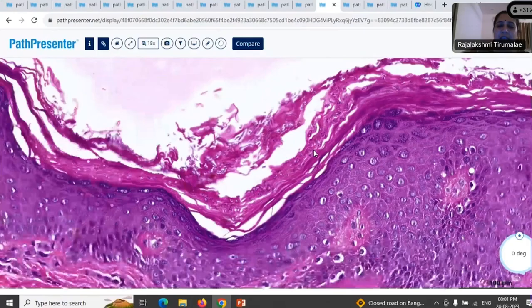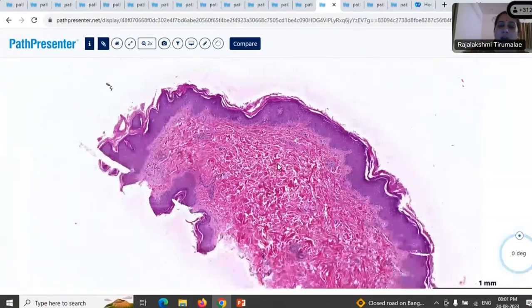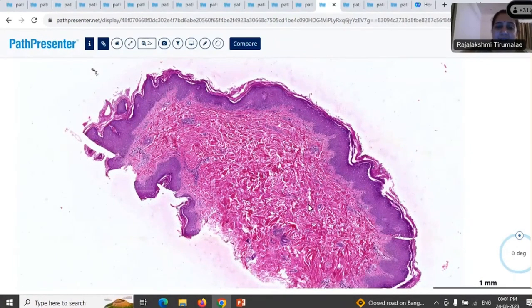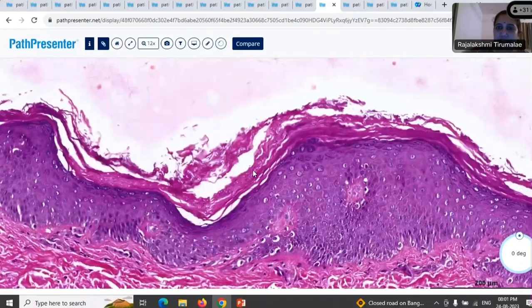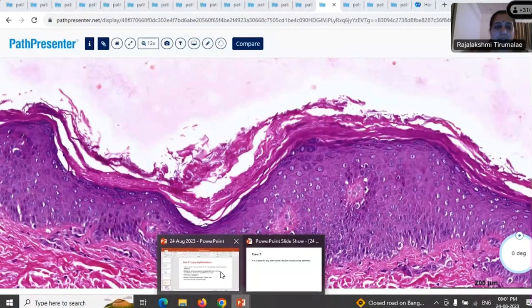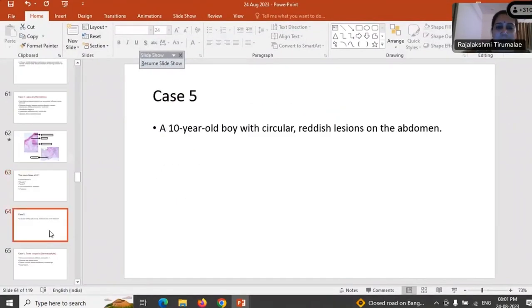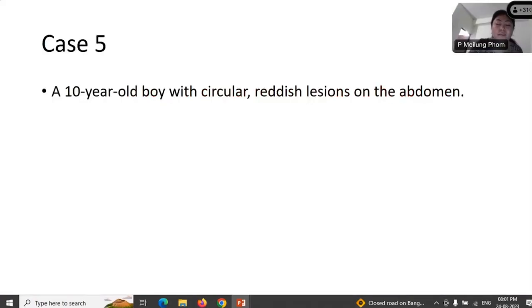So this is a very, very subtle case, very easy to pass off. This is perhaps what would come under the category of invisible dermatosis, where it looks like there's nothing wrong, right? But if you go higher, the clue is in the stratum corneum, the altered cornification. Which is why it's a very good idea, at least in our center, for every inflammatory skin disease, we do a special stain. What stain would help you? Yeah, PAS stain, right? It's a good idea to do a PAS stain.